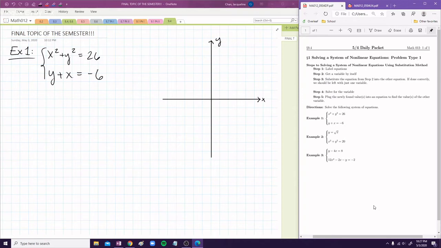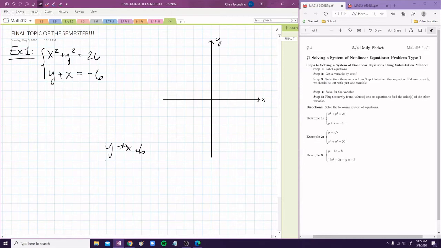The topic we're going to be talking about today is solving a system of nonlinear equations. So going back to solving regular systems of linear equations. This is nonlinear, so what does that mean? Linear looks like y is equal to mx plus b, or in standard form, ax plus by is equal to c. So linear means that the x and the y both have a power of 1.